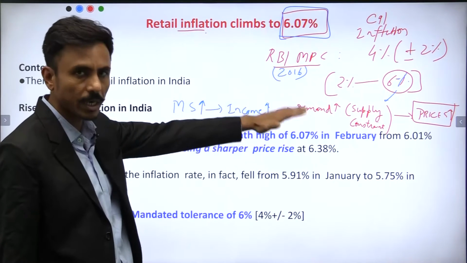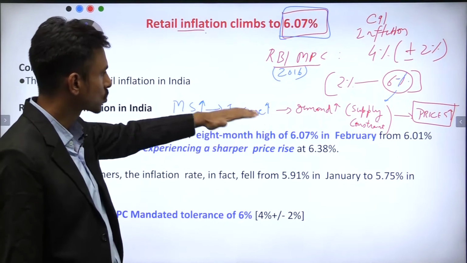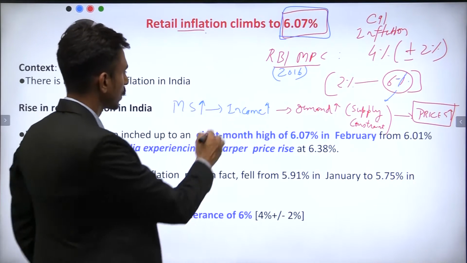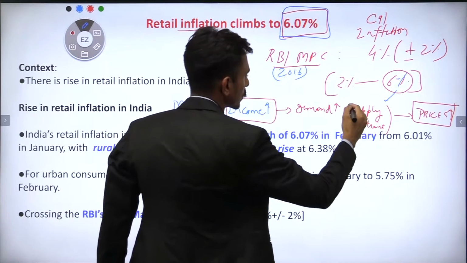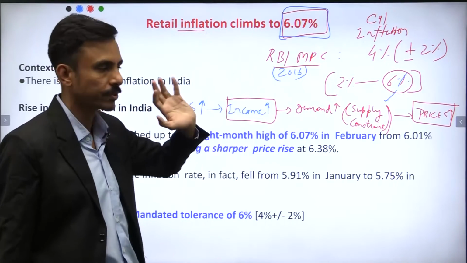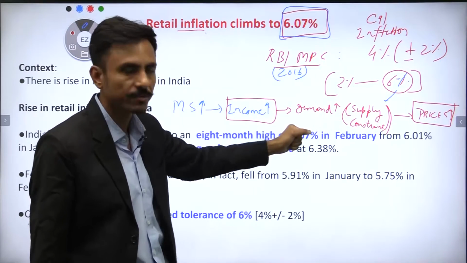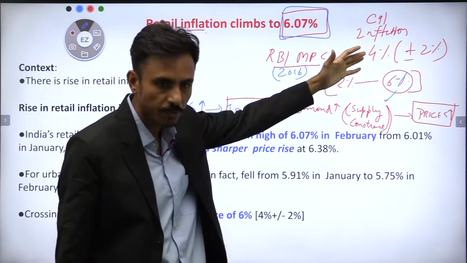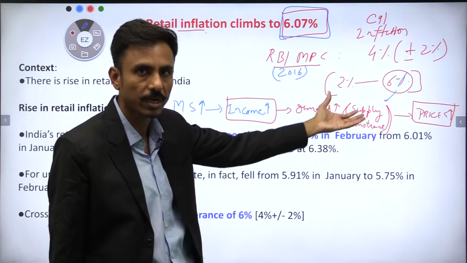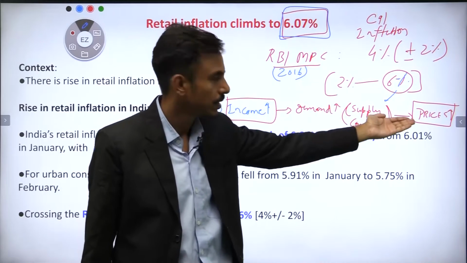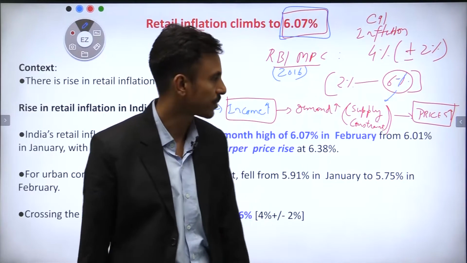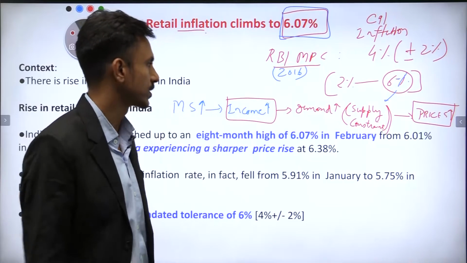And this general increase in the level of prices is called inflation, right? I repeat again, when too much money is chasing too few goods, that means supply is less but you have more money with you, right? In this sense the demand would be high. There would be more people to buy the limited quantity available in the market, and therefore the prices of the commodity would shoot up, and this general increase in the level of prices is called inflation, right?